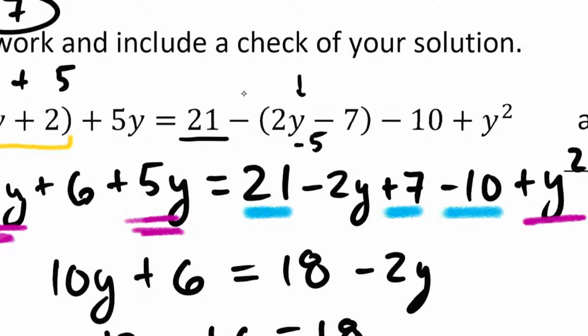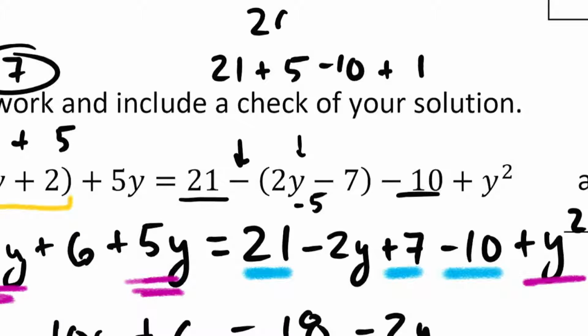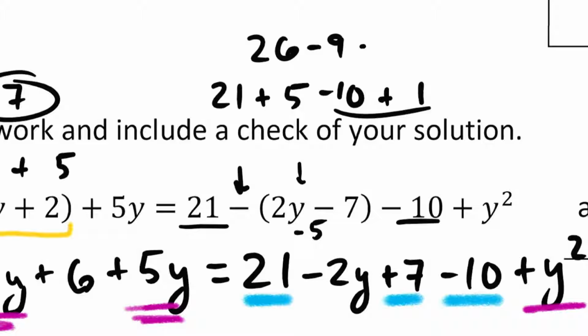But I have the opposite of -5. So I'm looking at 21 plus 5. And then I've got a -10 minus 10. And I've got plus 1. So 21 plus 5 is 26. And 26, let's see if I combine these two, it would be -9. 26 minus 9 is 17.